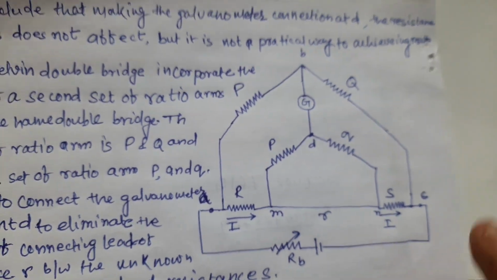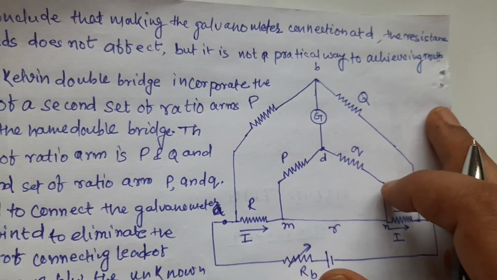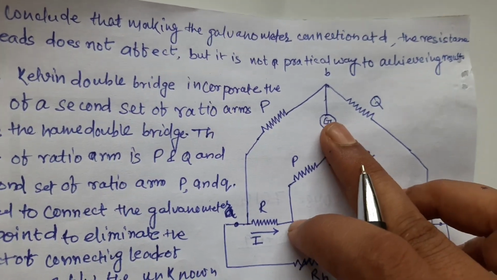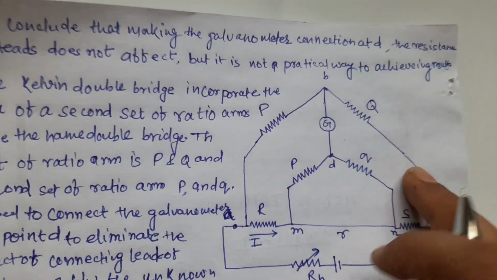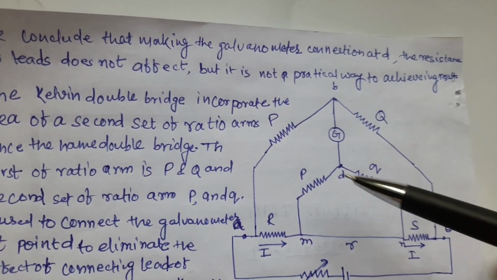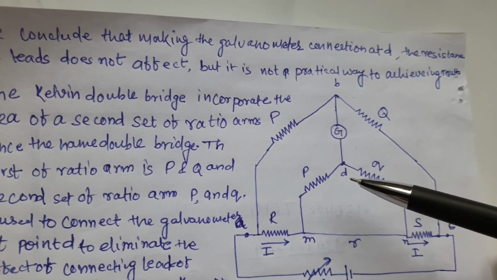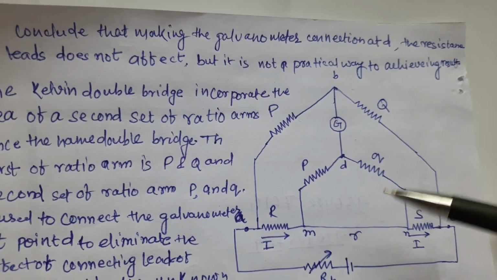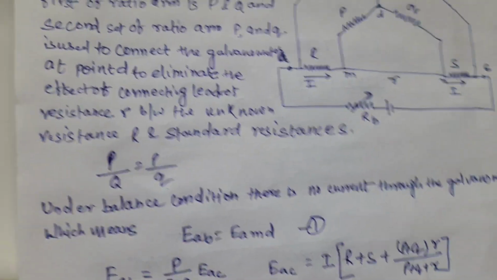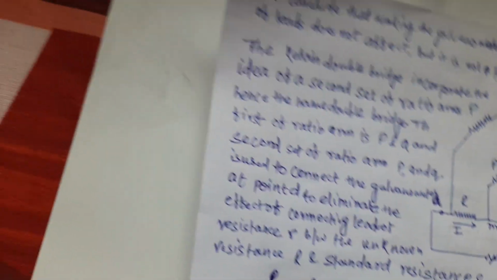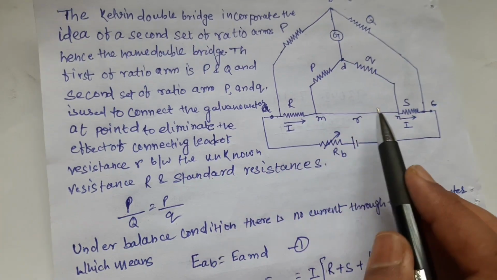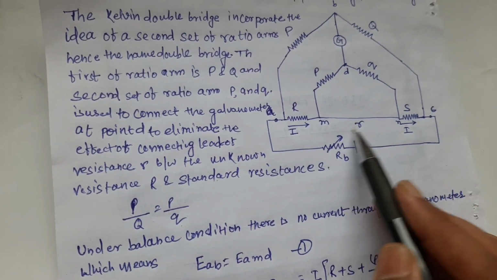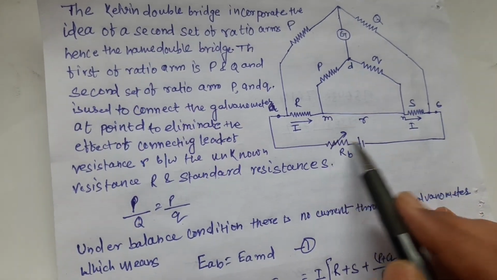Why is it called double? Because there are two sets of ratio arms, capital P and Q, and small p and q. So we have to connect a galvanometer in between capital P and Q and small p and q. And there is an unknown resistance R, and there is a standard resistance S, and from M to N this is the wire resistance.